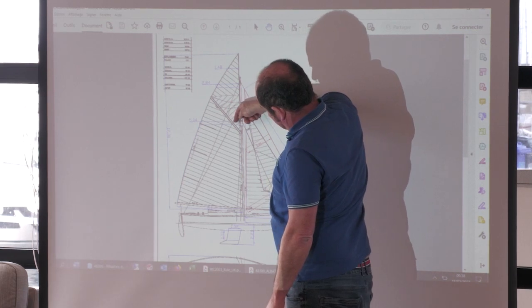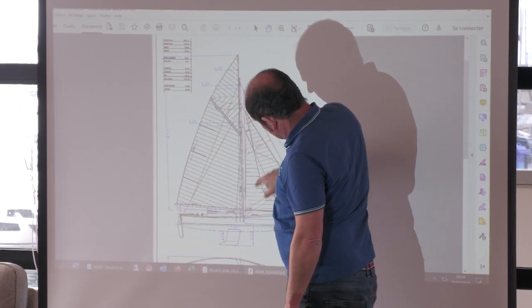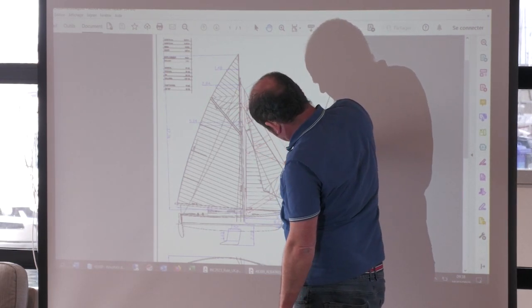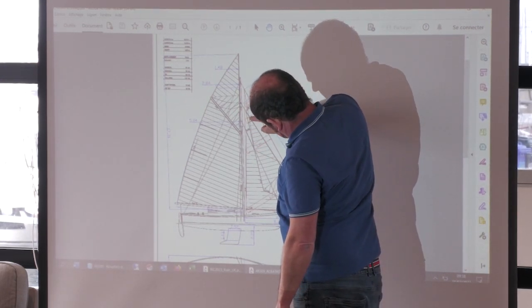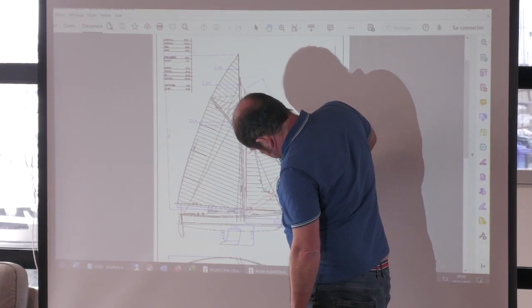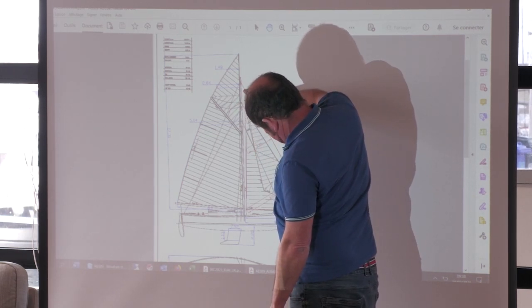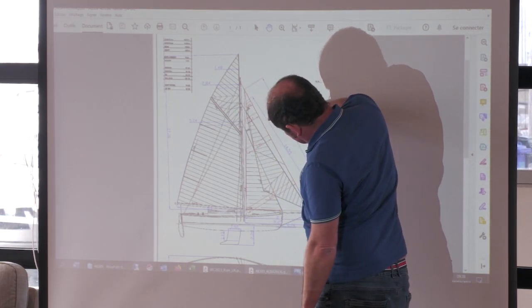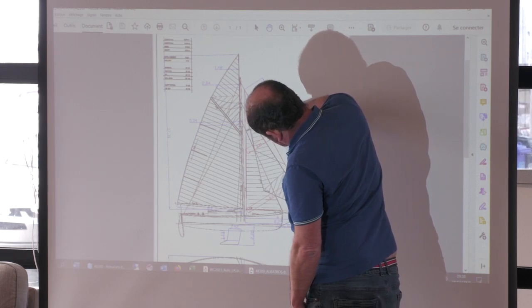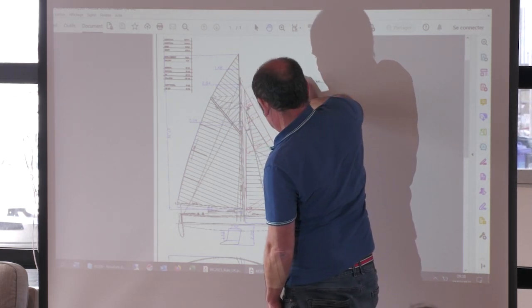Okay? And here you have different head sails. Here you have one. You have a second one. And here you have a third one. Okay? The LP that you will consider is the whisker sail.